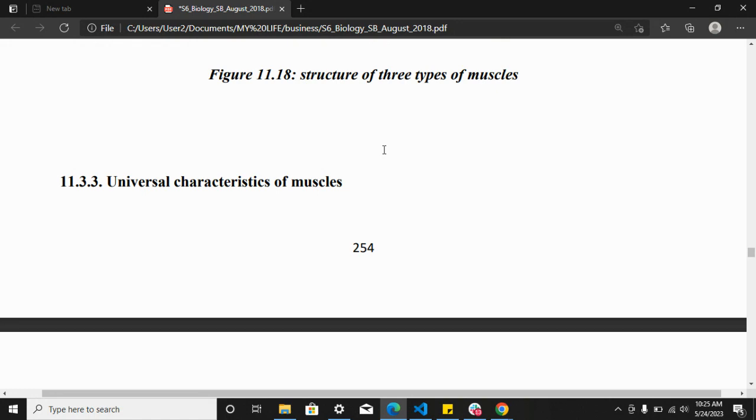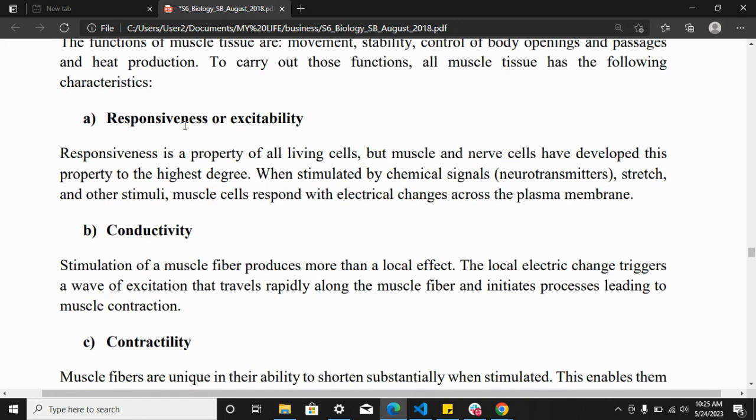Now let us look at the universal characteristics of muscles. First, muscles are responsive and excitable. Responsiveness is the property of living cells, but muscle and nerve cells have developed this property to the highest degree. Being responsive is the ability to respond to a stimulus, you understand? So these kinds of muscles are able to do it. All living cells do it, but nerve cells and muscle cells respond to a stimulus much more than other kinds of cells.